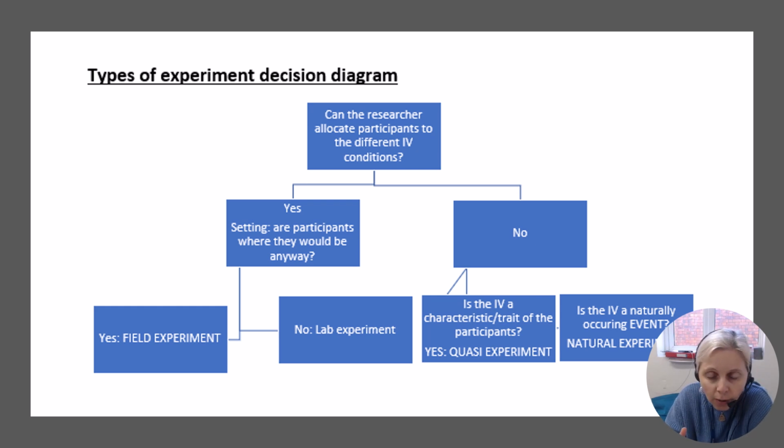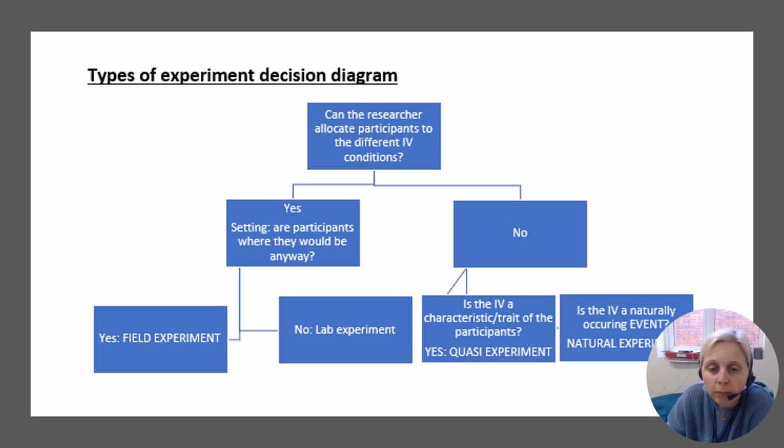So for example, if I'm looking at the difference between male and female, I can't decide whether my participant goes in the male or female group. It's a pre-existing characteristic of the participant. So the answer is no. Once we've said that, we look at whether the independent variable is something to do with the participant, so gender, age, ethnicity, or if it's something naturally occurring.